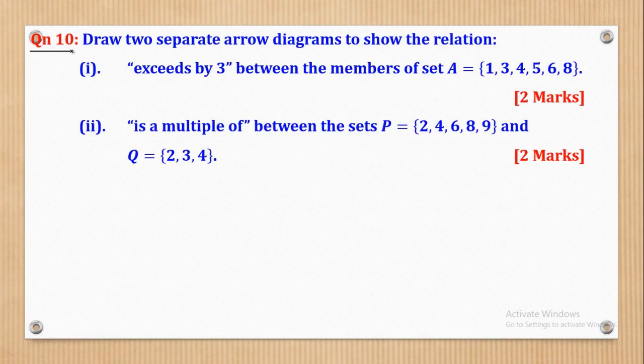Now we shall go to question 10. Question 10 says that draw 2 separate arrow diagrams to show the relation Roman 1, exceeds by 3, between the members of set A, which is 1, 3, 4, 5, 6, 8, and Roman 2, is a multiple of, between the sets P, which is 2, 4, 6, 8, 9, and Q, which is 2, 3, 4. So just start with Roman 1.